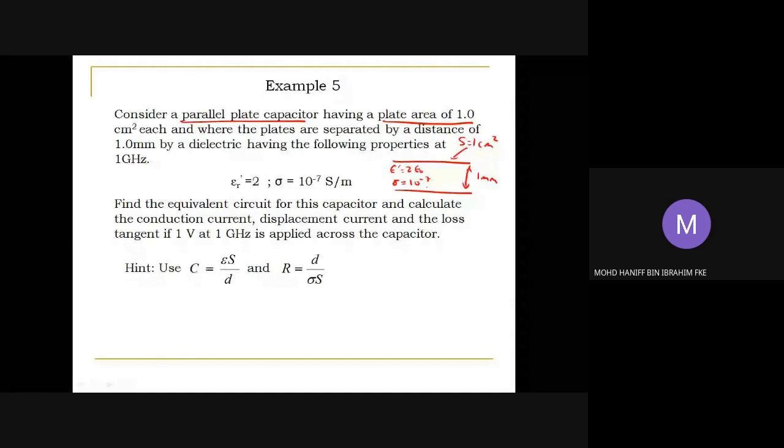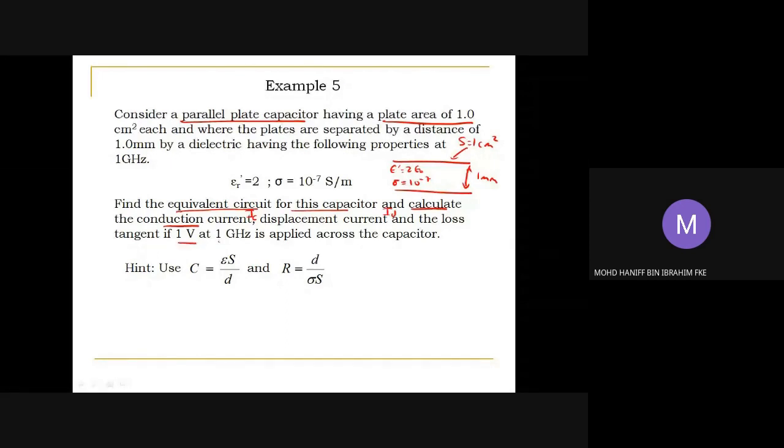The question is, we need to find the equivalent circuit for this capacitor, calculate the conduction current, IC, and the displacement current, ID, and subsequently calculate the loss tangent if 1 volt at 1 gigahertz is applied across the capacitor. So there are 4 things to be obtained here. The first is the equivalent circuit, secondly the conduction current, third the displacement current, and the fourth the loss tangent.